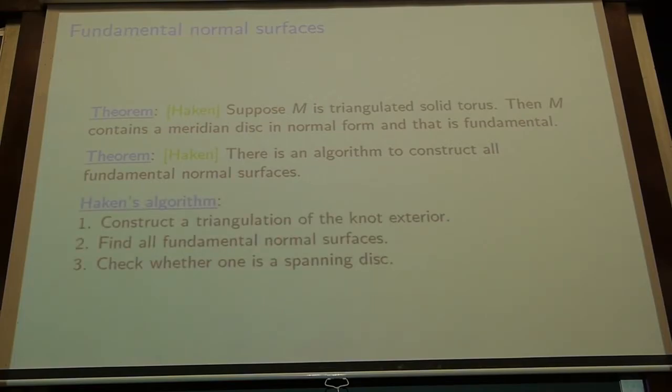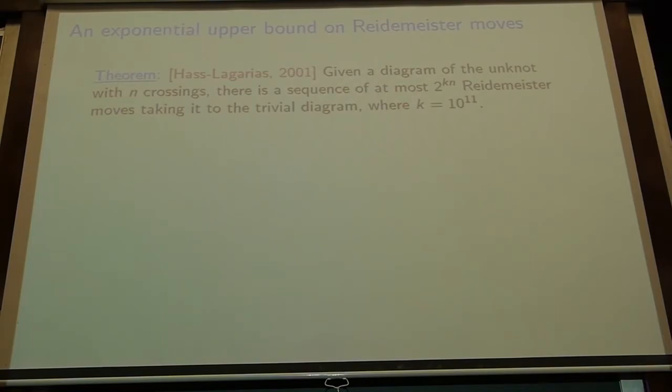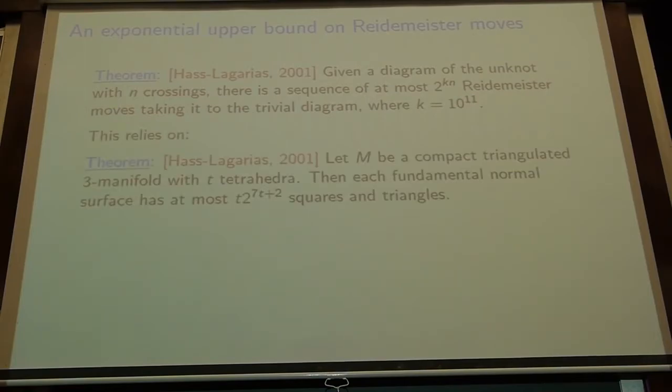And so Haken's algorithm runs by, first of all, you take your knot, you drill it out, forming a knot exterior, you construct a triangulation for it, you find all fundamental normal surfaces, you do that by the second of those results, and you check for each one whether it's a spanning disk. If it is, you've got the unknot, and if it's not, then you know it's not. Okay, so that's Haken's algorithm. And Haken's algorithm was really the central input into the exponential upper bound on Reidemeister moves due to Hass and Lagarias. So how does their algorithm work?